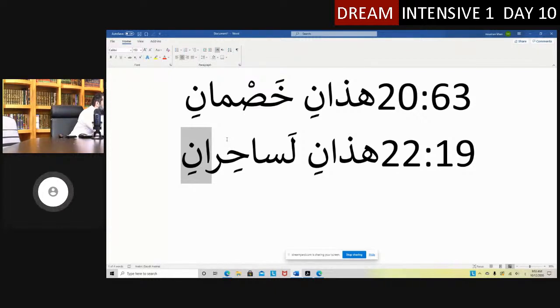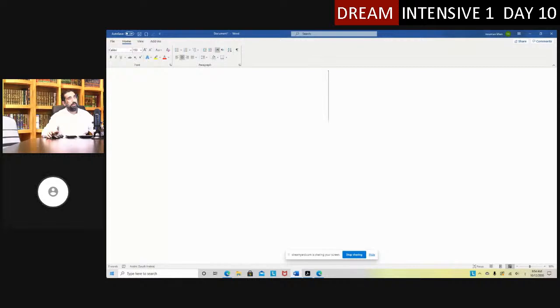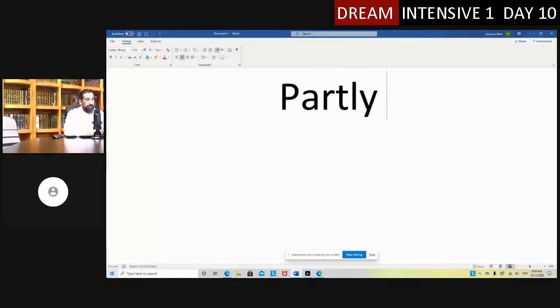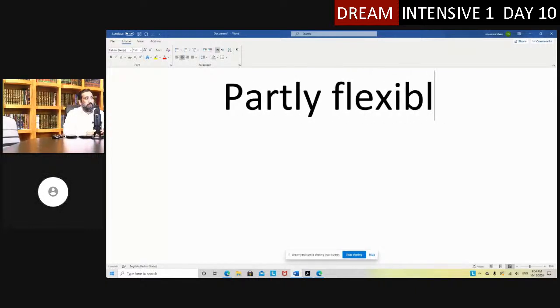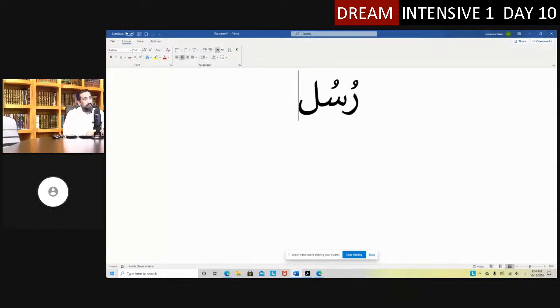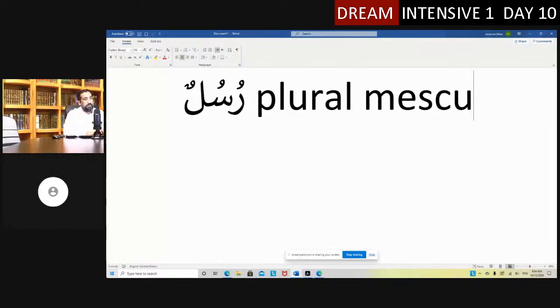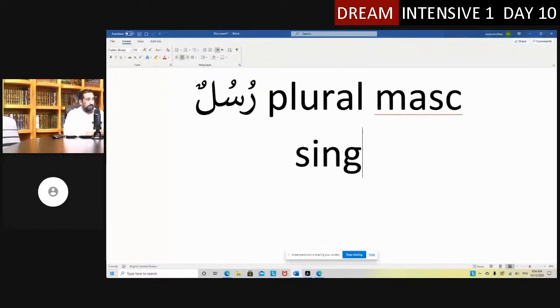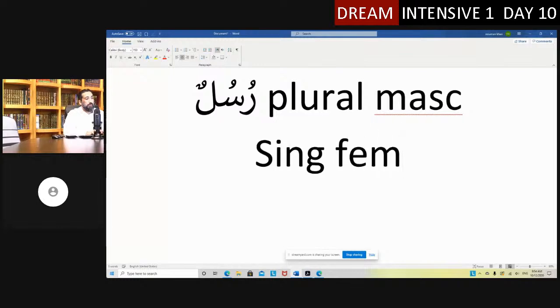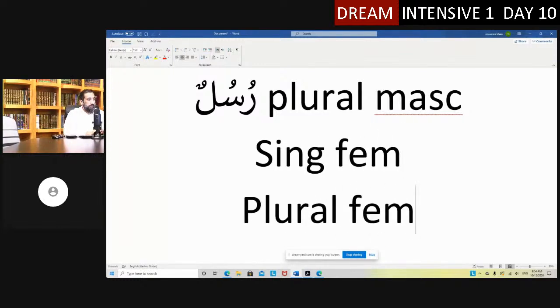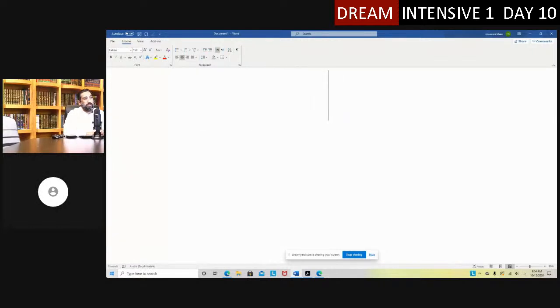Okay. I did see one asking about partly flexible. We said that human partly flexible words can be plural masculine and singular feminine. Can they also be plural feminine? Human partly flexibles, like rusul, can be plural masculine or singular feminine, because they're a broken plural. But can they also be plural feminine? That's the question? Yeah, okay, so let's take the word nisa.